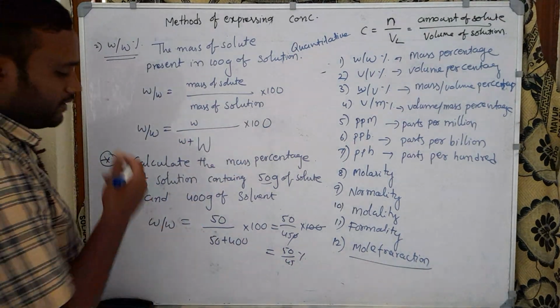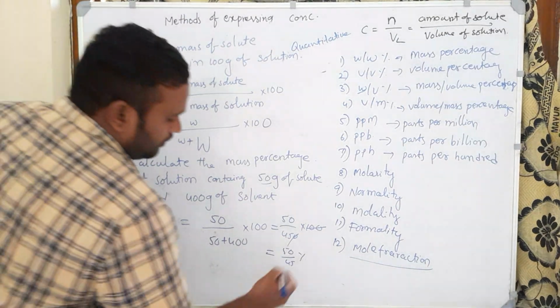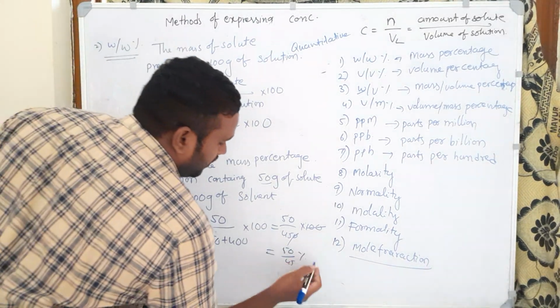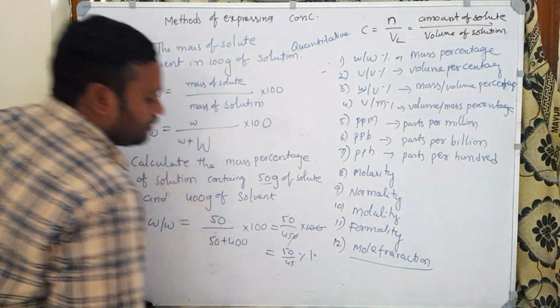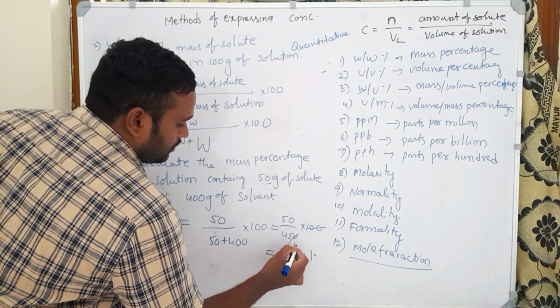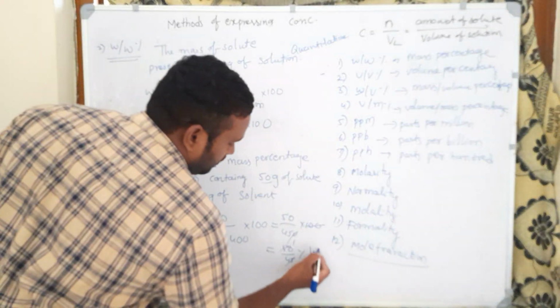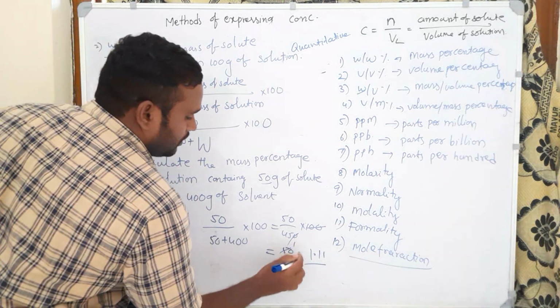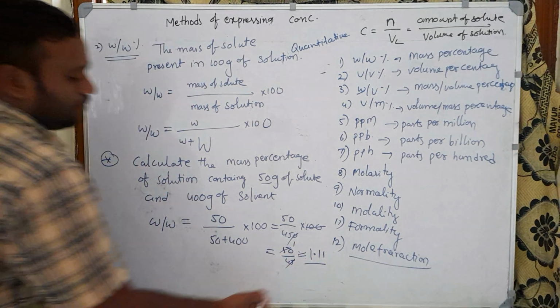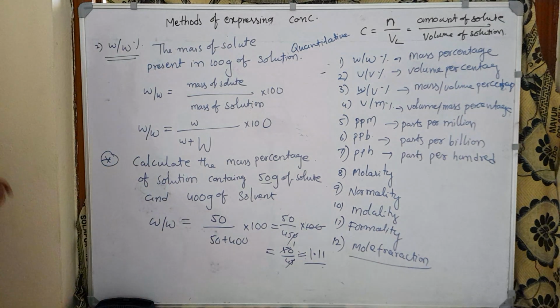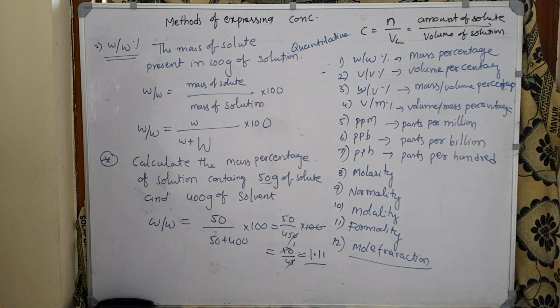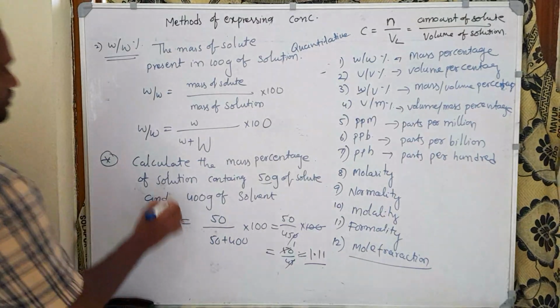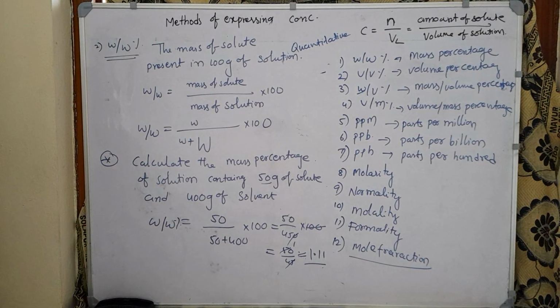When you simplify this, you will get 11.11 recurring, that is the answer. So this is the mass percentage. This is about mass percentage.